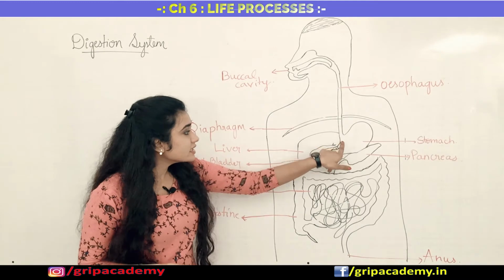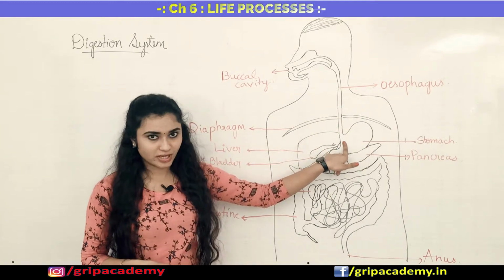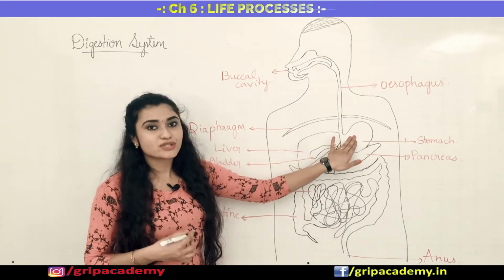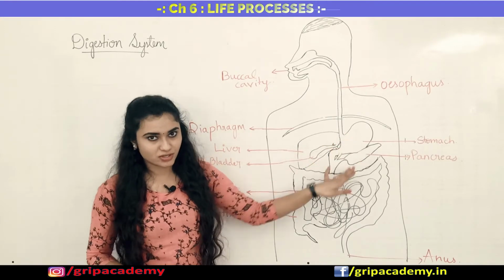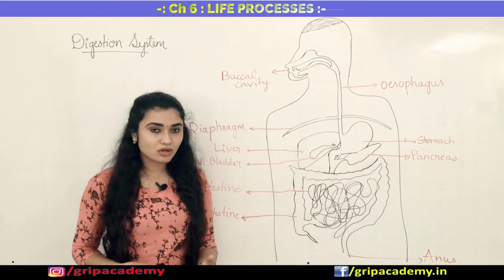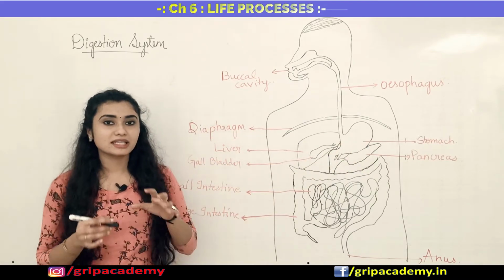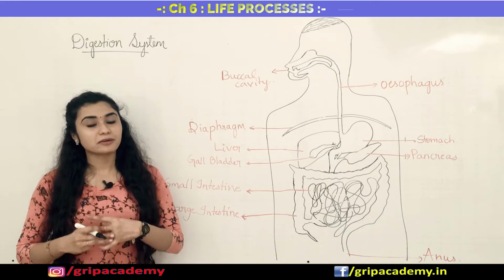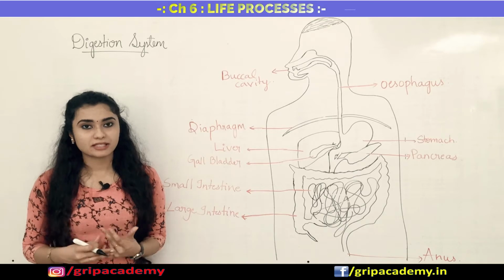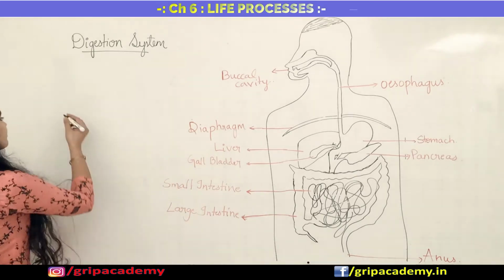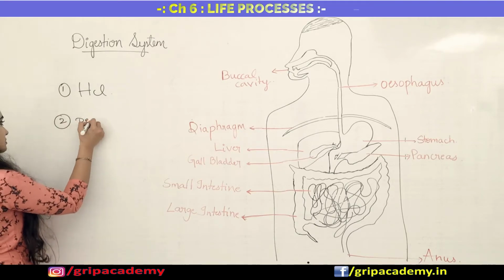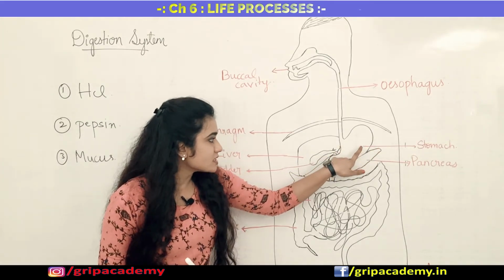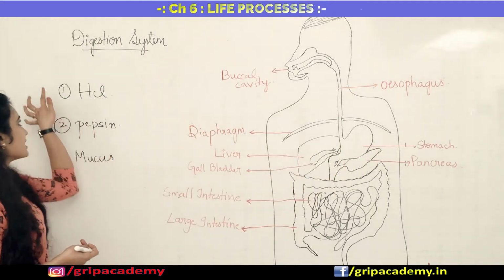Then the food enters the stomach through the esophagus, and the stomach is a muscular organ. It is a sac-like structure where the food is stored for some time for digestion. In the stomach, digestion is taken care of by the gastric glands, which release hydrochloric acid and certain enzymes that help in the process of digestion. The inner lining of the stomach secretes these substances.